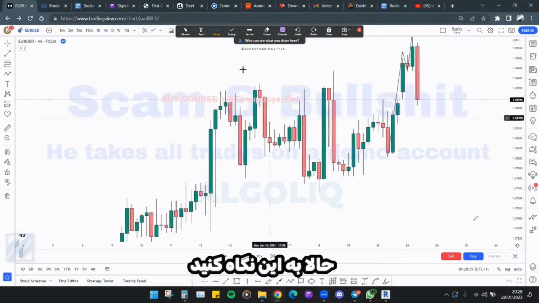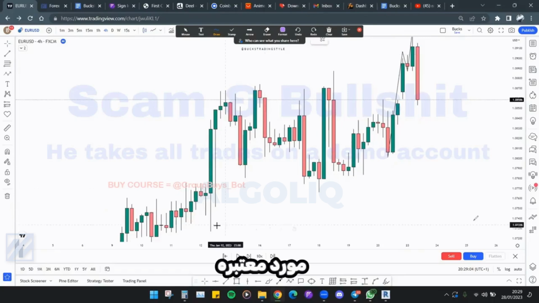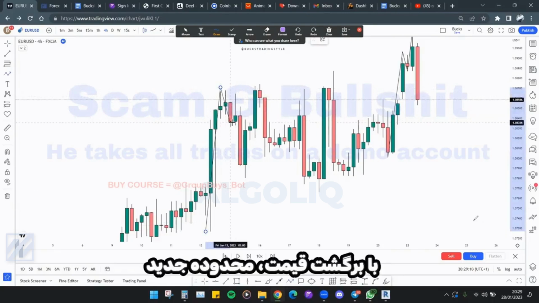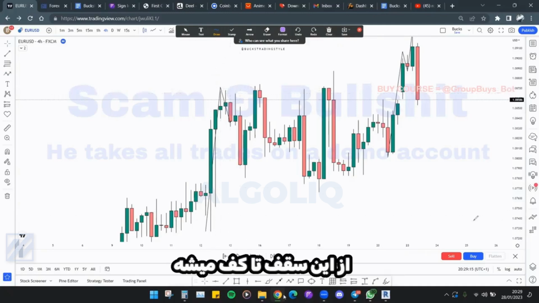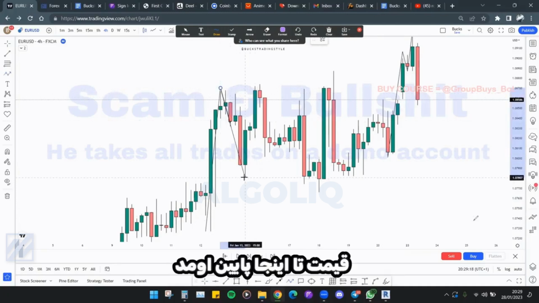Now look at this right here. Let me see if this is a valid one. We have from this low to this high, right? Price started retracing. As price started retracing, our new range will be from this high to this low. Let's see what price did. Price came down all the way to this point.